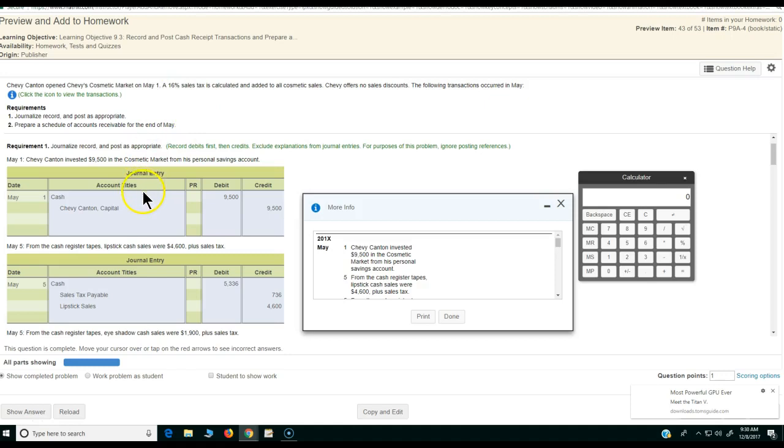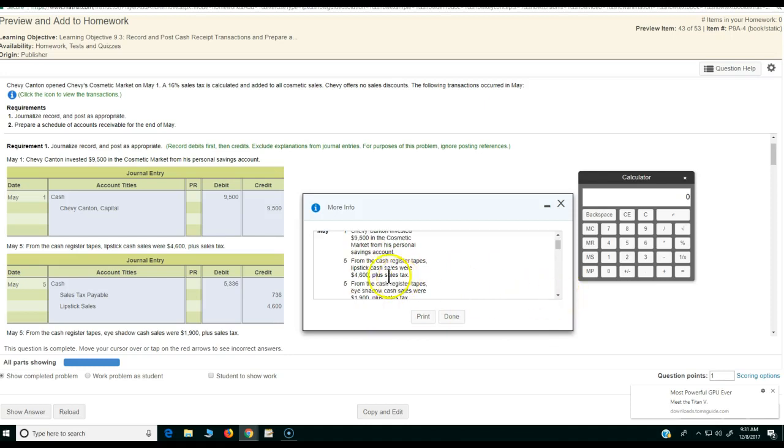First of all, they get started in the exercise here by having the owner of the business, Chevy Canton here, investing $9,500 in his business. So that's a throwback really to chapter 1 or 2. So we need to add to cash and add to capital by debiting cash and crediting capital for the first transaction. Now he gets involved in selling.